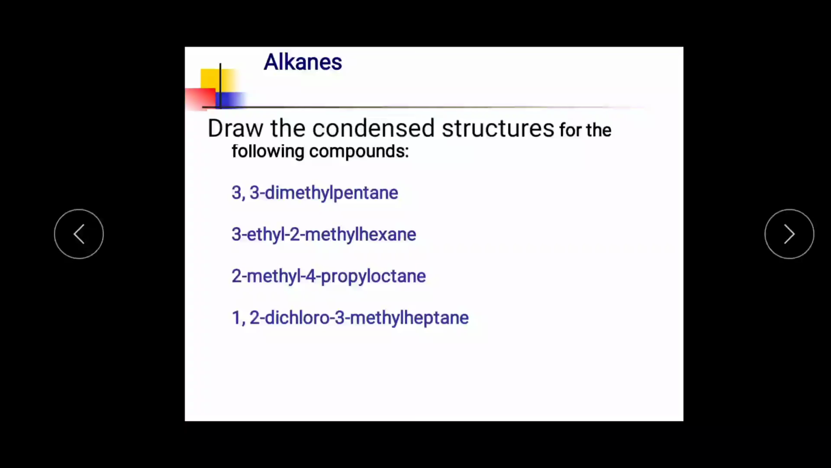For this one, in your worksheet, I want you to draw the condensed structure of the following compounds. We have 3,3-dimethylpentane. We have 3-ethyl-2-methylhexane. We have 2-methyl-4-propyloctane. And we have 1,2-dichloro-3-methylheptane.